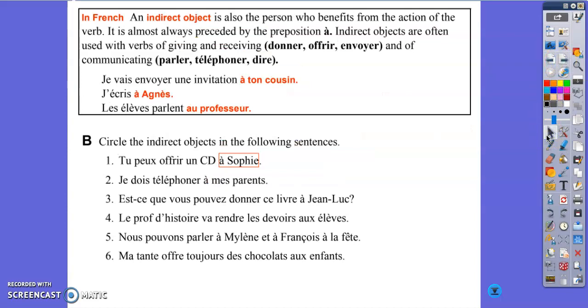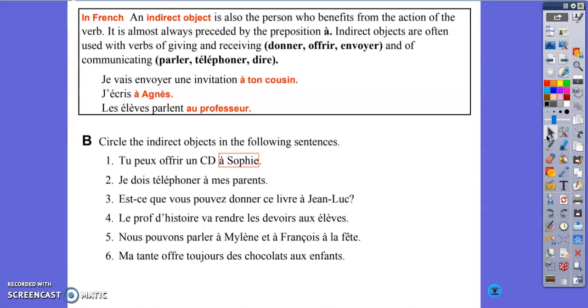So in French, an indirect object is also the person who benefits from the action of the verb. It is almost always preceded by the preposition à. Indirect objects are often used with verbs of giving and receiving. So donner, offrir, envoyer, and of communicating, parler, téléphoner, and dire.